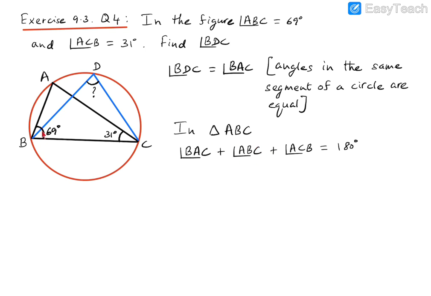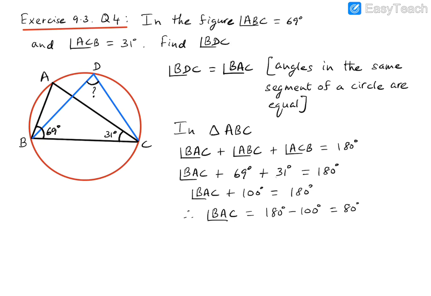And we know angle ABC is 69 degrees and angle ACB is 31 degrees. So therefore, we should be able to now compute the value for angle BAC. So we now have from the sum property of the angles in a triangle that the sum of the three angles in the triangle ABC should be 180 degrees. We know the two angles, so we can calculate the third angle, which works out to be 80 degrees. Okay, because angle BAC plus 69 plus 31 should be 180, and that's 100 degrees. And therefore, we get angle BAC to be equal to 80 degrees. So that means we have this angle over here as 80 degrees.